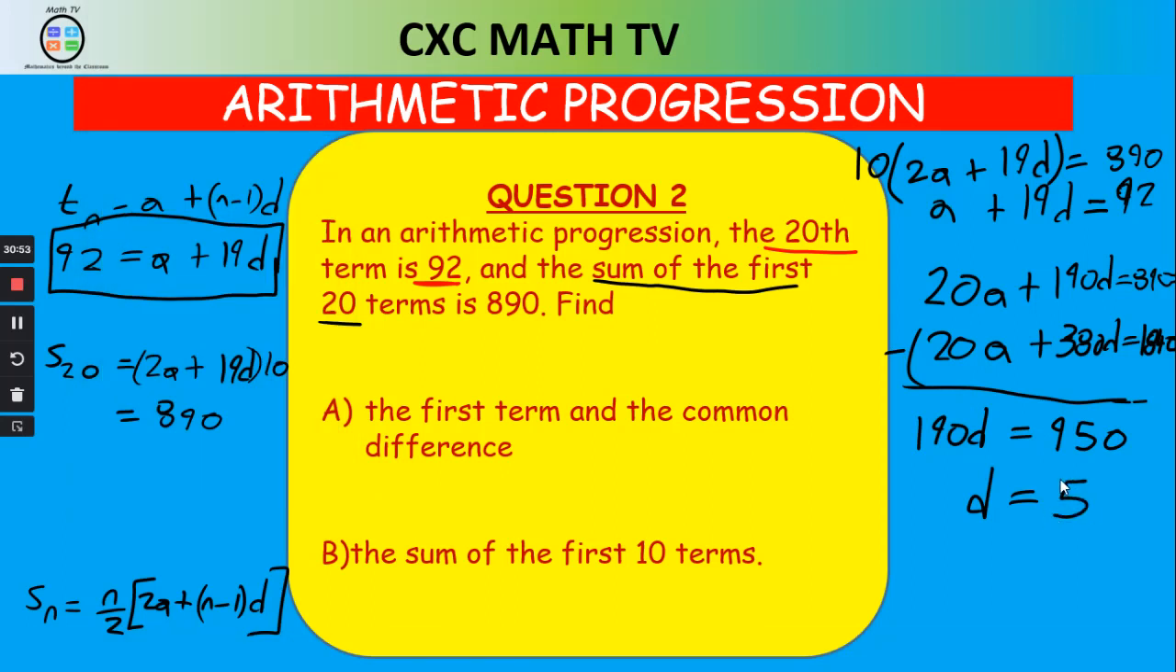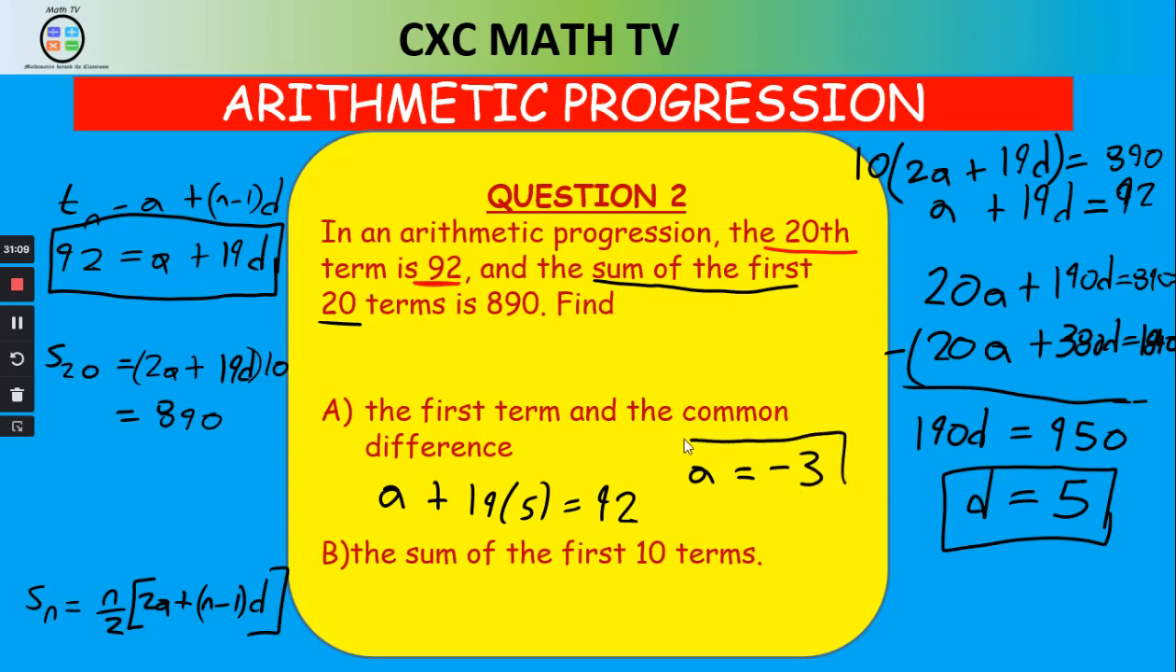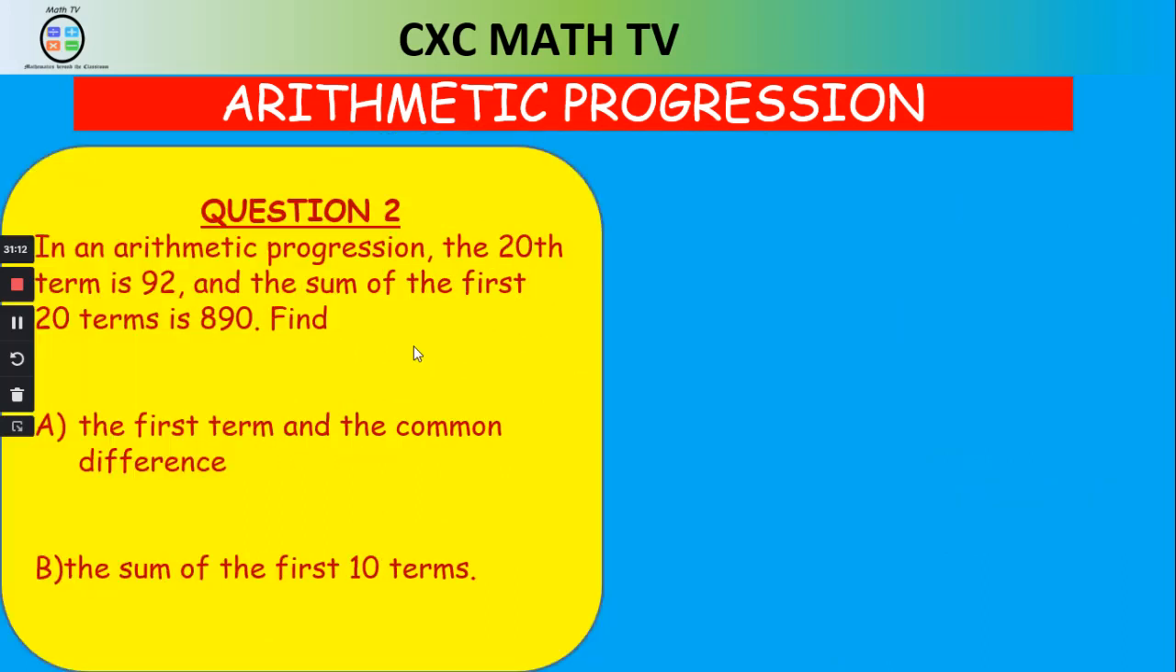Now once you get the common difference is 5, you're able to find the first term. Because then remember, what was the first equation? The first equation was a plus 19 times 5 is 92. So a must then be negative 3. So notice we get our answer. For part A, we can tell them a equals negative 3, d equals 5.